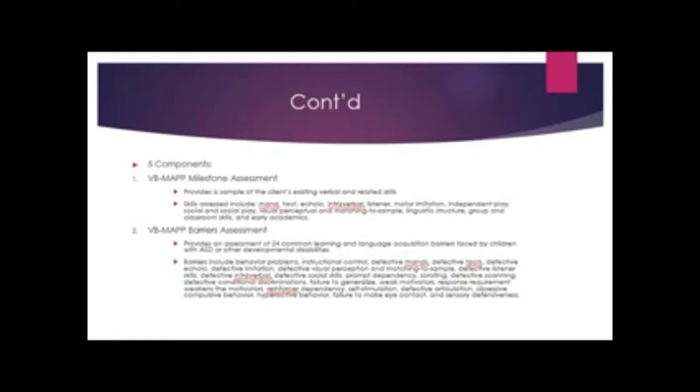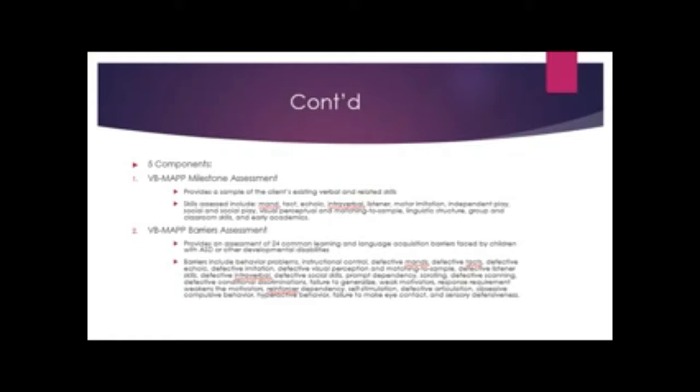So the first component for the VB-MAPP is the milestone assessments. So this part provides a sample of the client's existing verbal and related skills. And then I've listed here the skills that are assessed, and I won't read all of them off because it's quite a few, but definitely look through this PowerPoint and look at all of the different areas that are assessed. For the communication and language part, you're looking at manding, tacting, echoing, intraverbal, answering WH questions, listener, motor imitation, independent play. So those are some of the areas that you're looking at there.